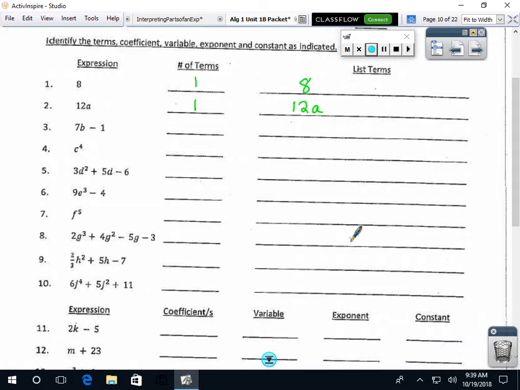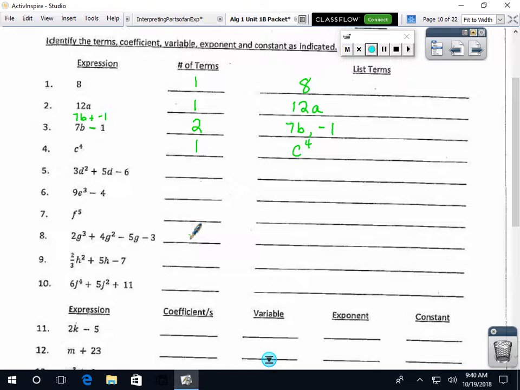All right, number 3, how many terms is that? Correct, because this time they're separated by a subtraction sign. So 7b is the first term, and then the second term is technically a -1, because isn't 7b minus 1 the same thing as 7b plus a -1? So that second term is really a -1. Okay, what about number 4? How many terms is that? Just 1, because that's c times c times c times c. It's all multiplied together, so it's still all just one term.